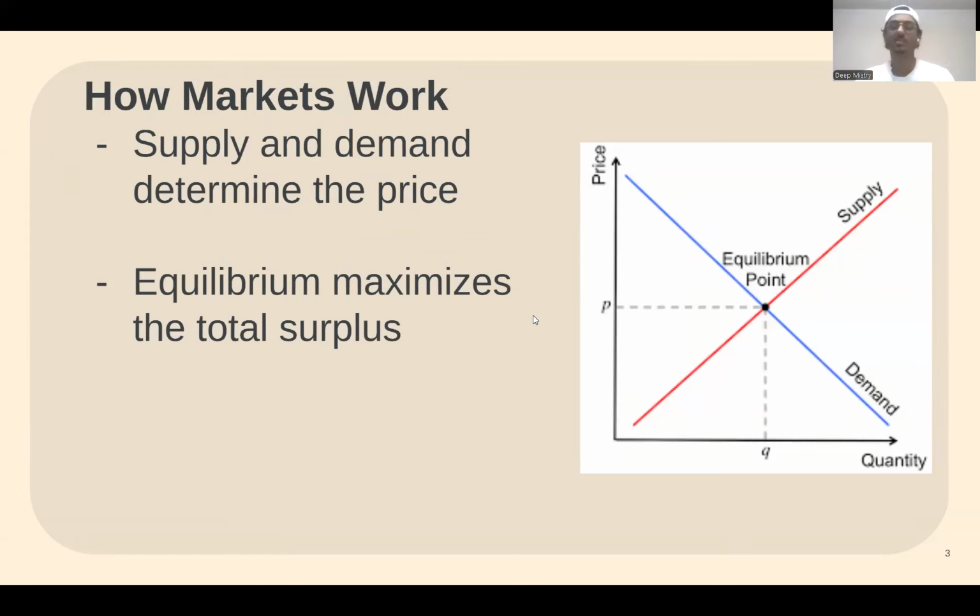This graph shows a basic supply and demand market. The demand curve represents the consumers, and the supply curve represents producers. The place where they intersect is called the equilibrium point, which is also the equilibrium price, where the market is balanced and the total surplus is maximized.